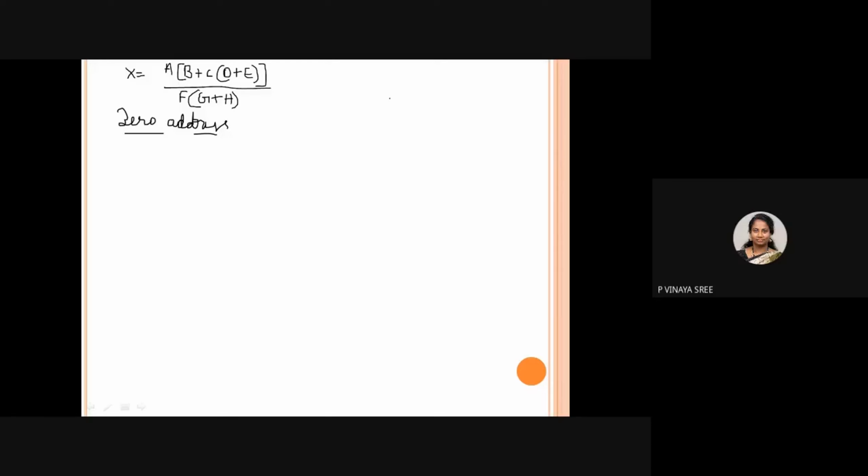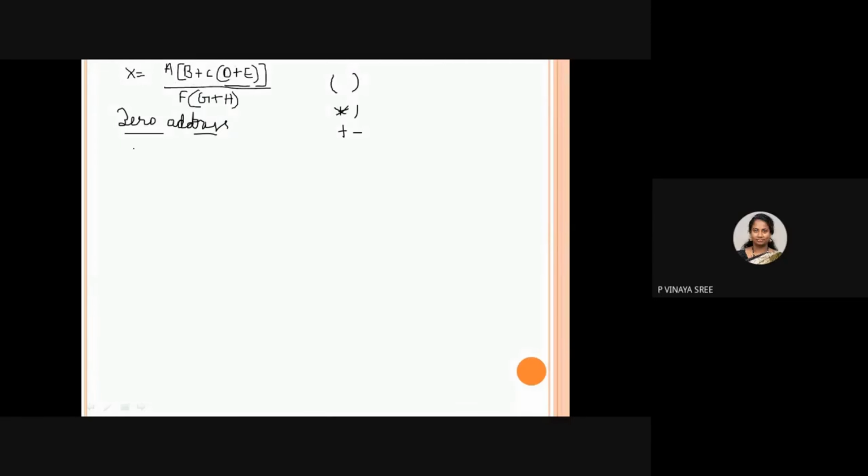Today we'll discuss one more example for the zero address instruction format. This is the expression which is given. As everyone knows the priority, parentheses have the highest priority. Next we have multiplication and division, which have equal priority. Next we have plus and minus, which have the lowest priority. Now I'm starting with the highest priority part, which is D plus E.